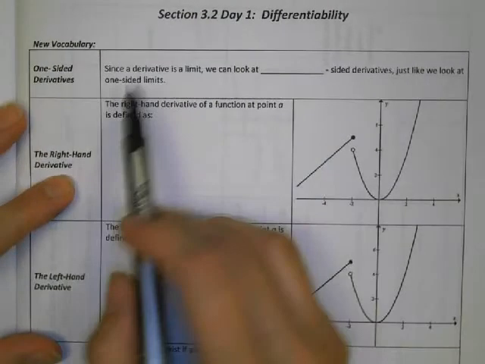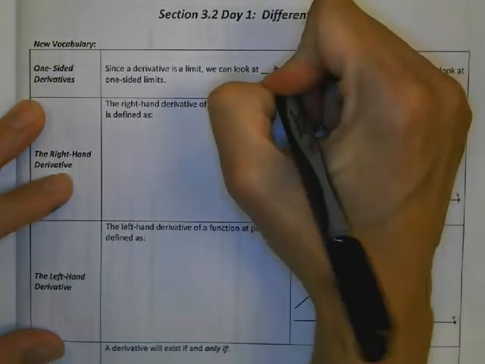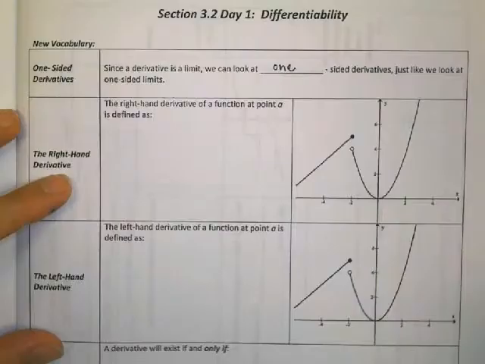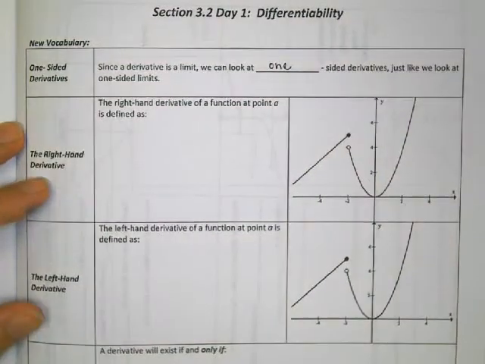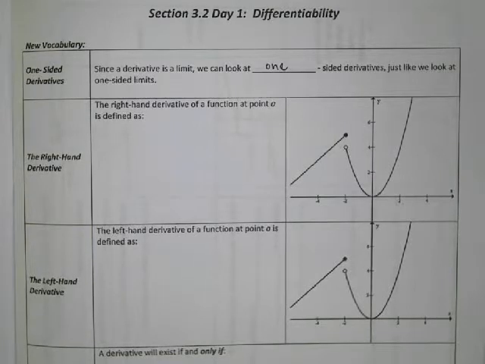Our first point here is, since a derivative is a limit, we can look at one-sided derivatives just like we look at one-sided limits. We've looked at one-sided limits with our left and right hand before, so now we're going to be doing the same thing with derivatives.